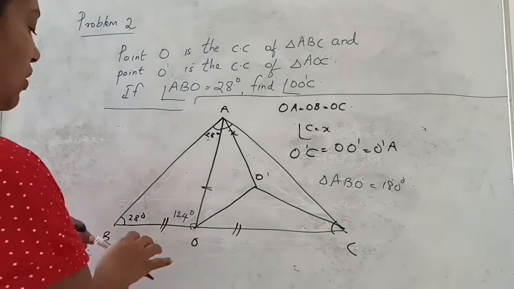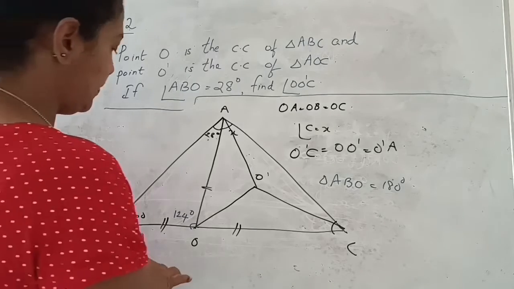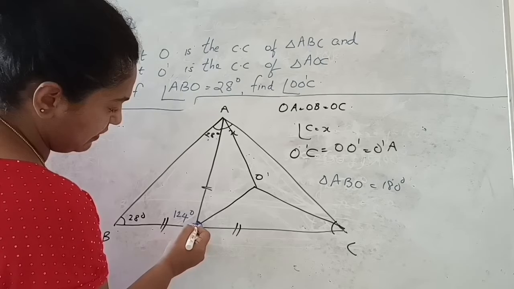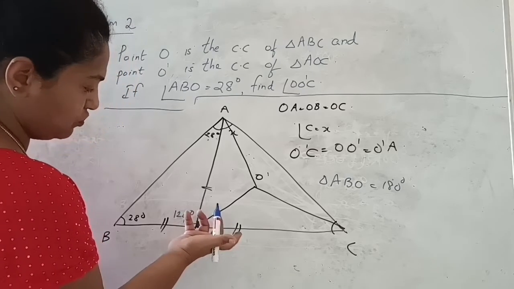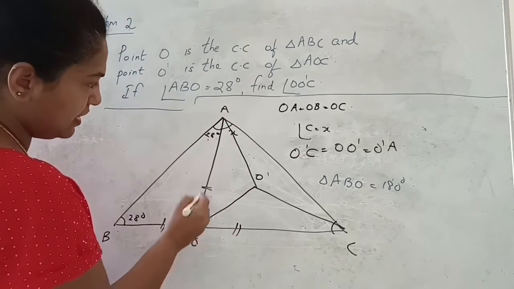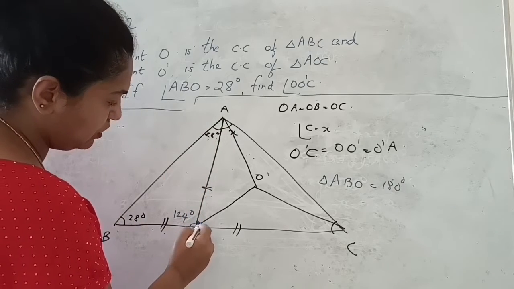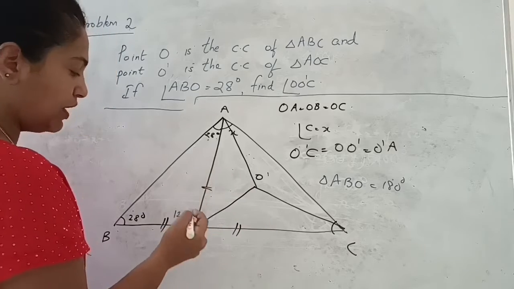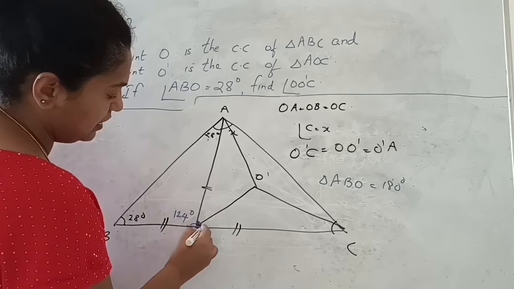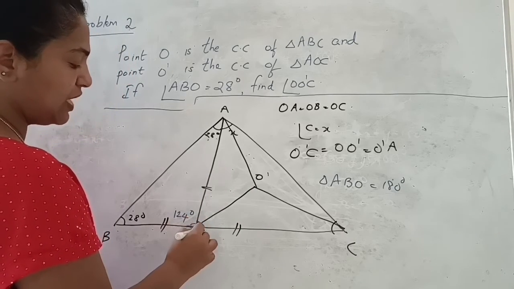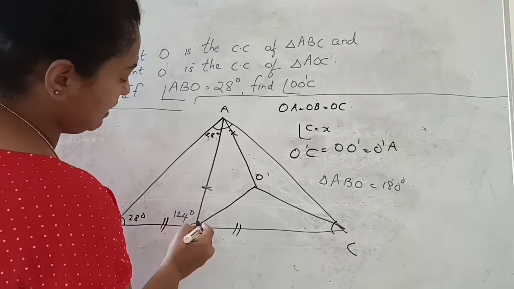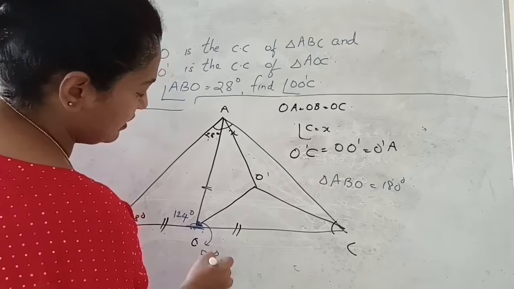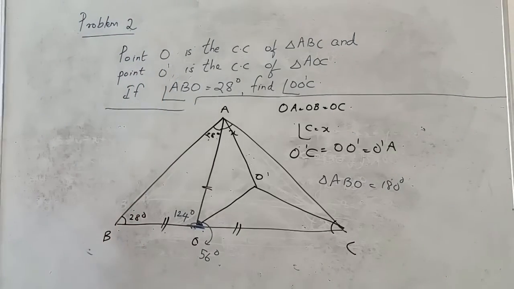Right? Now, this is 124. So, what is the measure of this entire angle? You can do it in two ways. This forms the exterior angle for the triangle ABO. This angle will be the sum of the opposite interior angles. Or I can say that this forms a linear pair, so the sum of the angles is 180 degrees. So 180 minus 124 will give me 56 degrees.